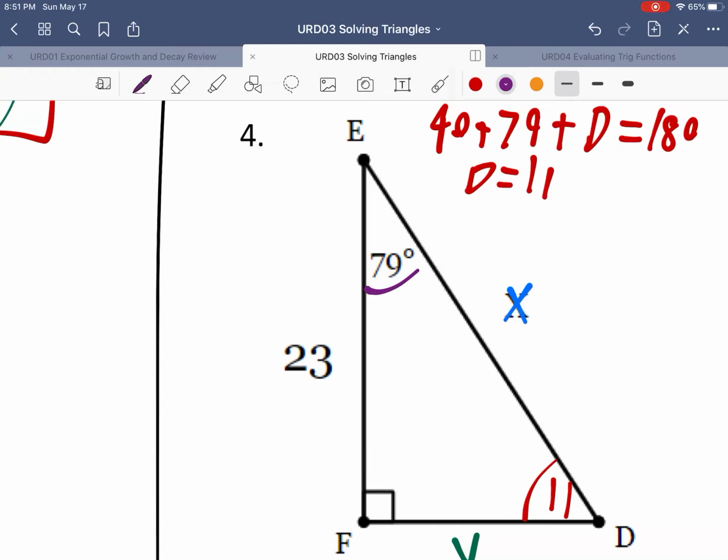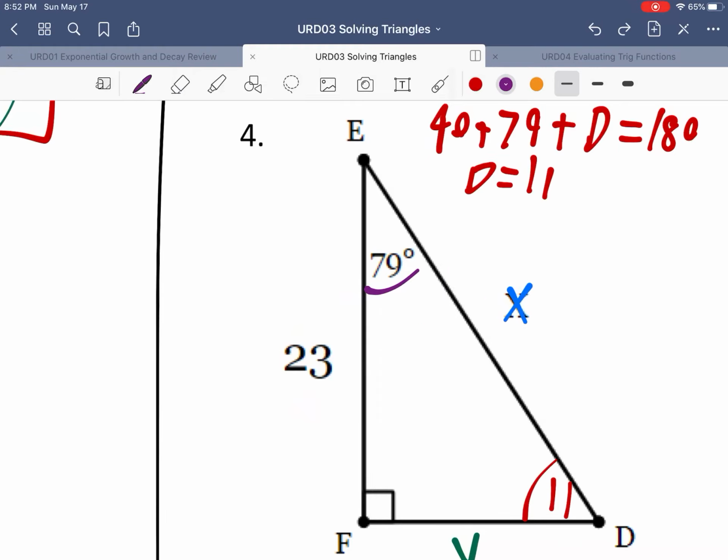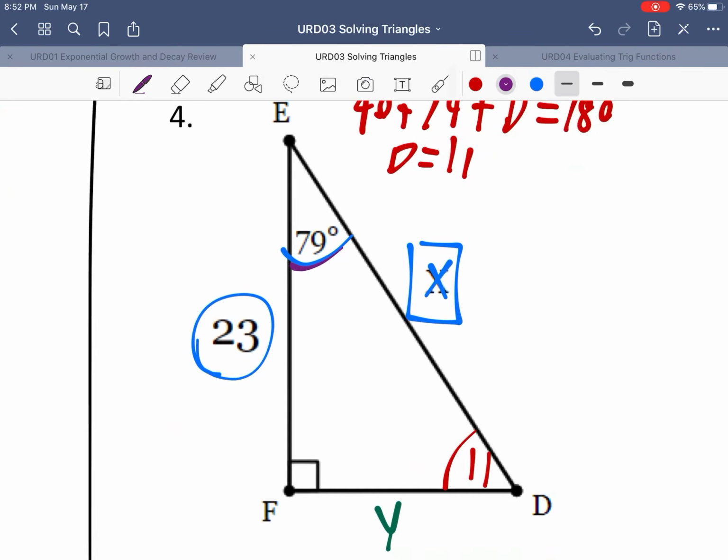So we have to pick one of our two angles we know. It doesn't matter which one we pick. Let's pick angle E because they gave us that value. So we're going to use angle E, and we're going to find the measure of side X, which is side ED, by knowing one side and the angle. So the angle we're working with is 79, so we're going to write a trig ratio based on that.